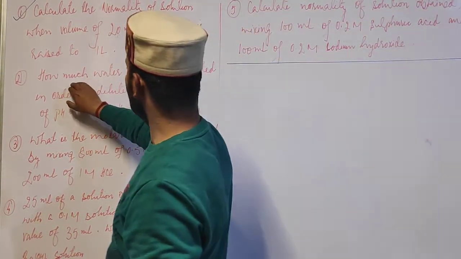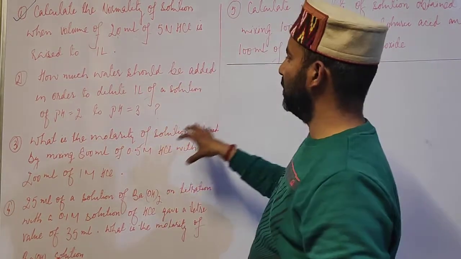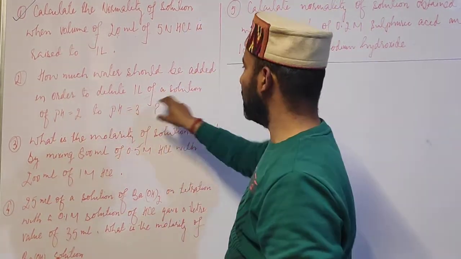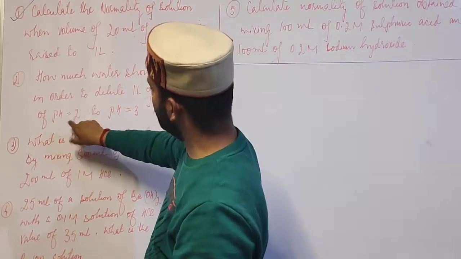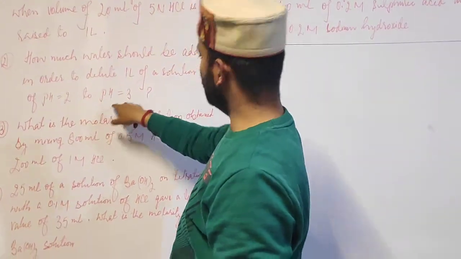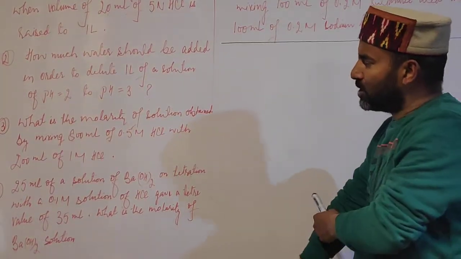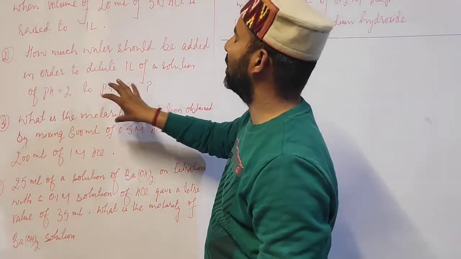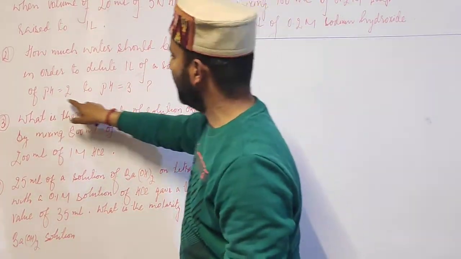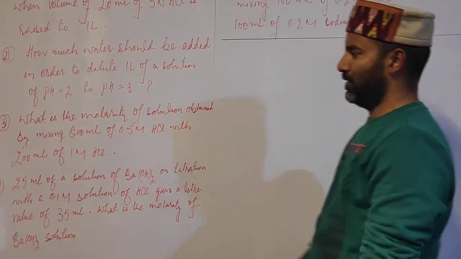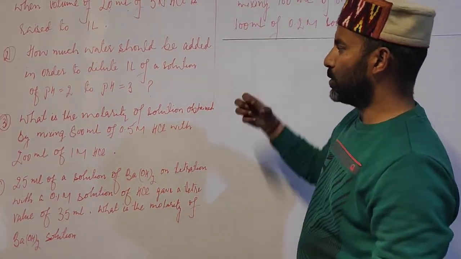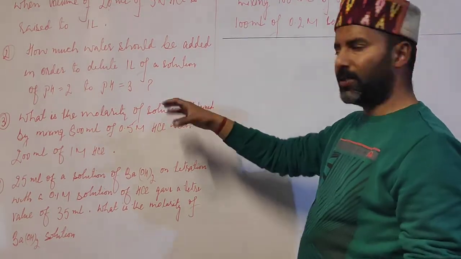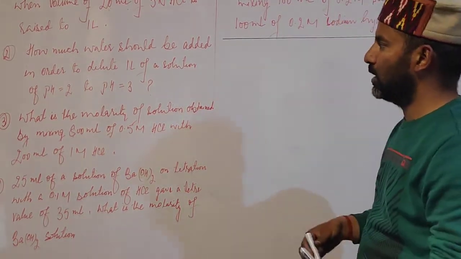How much water should be added in order to dilute 1 liter of a solution of pH 2 to a solution of pH 3? So this is also a case of dilution. But students, here the concentrations are not given directly, but indirectly in the form of pH. Now students, do not mistakenly treat the pH value as the molarity, otherwise the answer will be wrong.